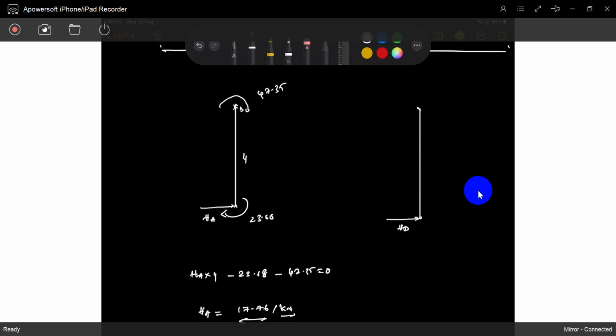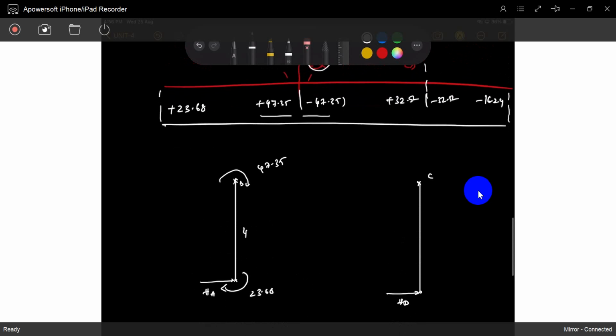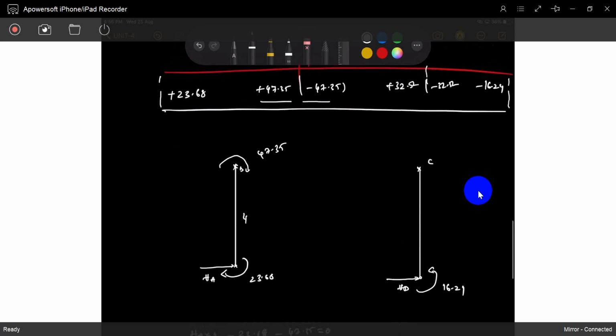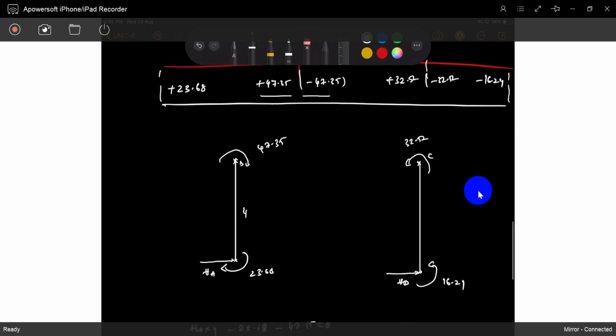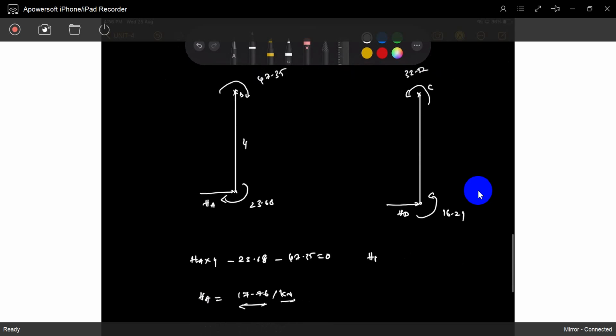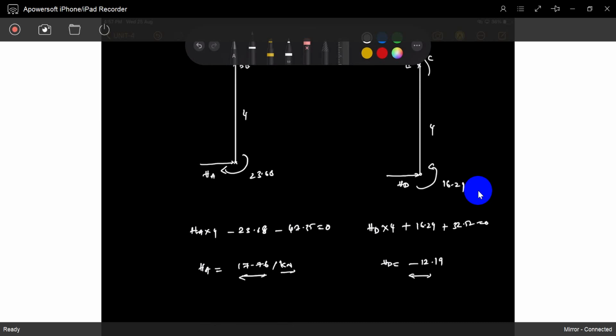HD. It's at C. What moment? It's negative, so anti-clockwise 16.24. Here again anti-clockwise 32.52. So now you can observe it. HD, this is also 4. HD into 4 plus 16.24 plus 32.52 should be 0. So what is HD? HD is minus 12.19.